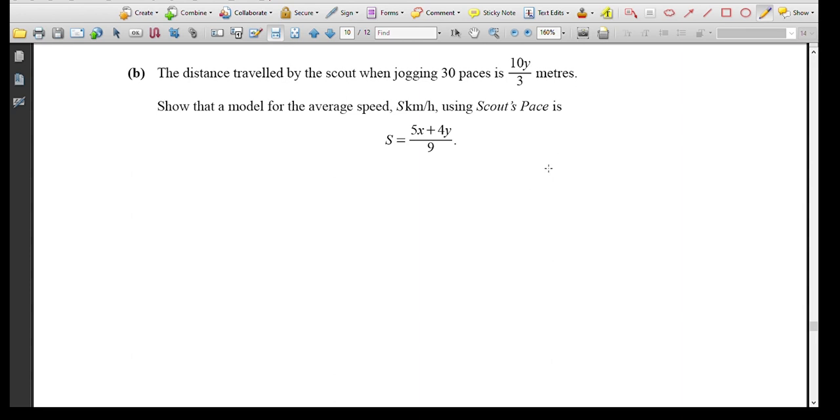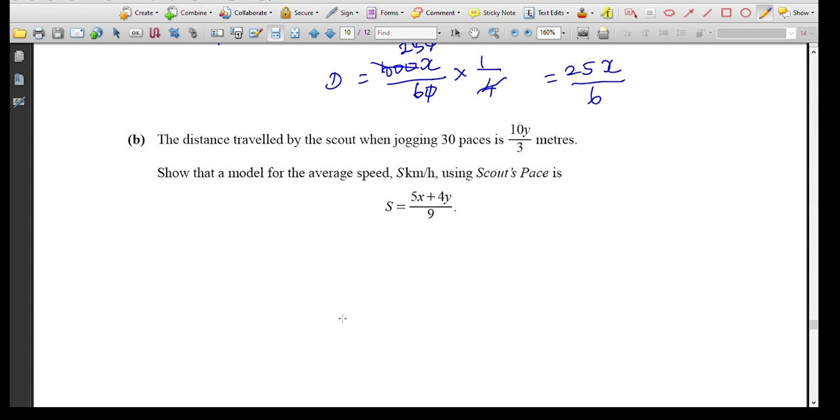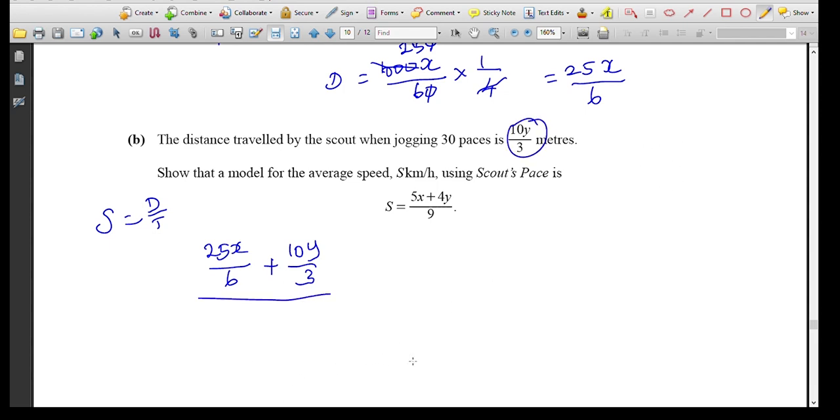Yes, let's start. So the distance covered by walk is 25x by 6. So that's what the distance we have, because we know that speed is equals to distance by time. So total distance in walking 25x by 6, and in jogging it is 10y by 3. It's given here. Then divided by total time, what is the time taken? Since they are taking the 30 paces, just before we have calculated, the time taken is 27 seconds, and they are asking in kilometer per hour. We know that what we have to do for kilometer per hour, we have to multiply by 3600 and divided by 1000. This is what the calculation that we have to do actually.